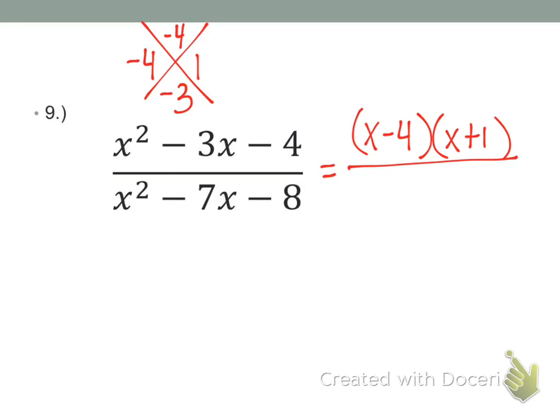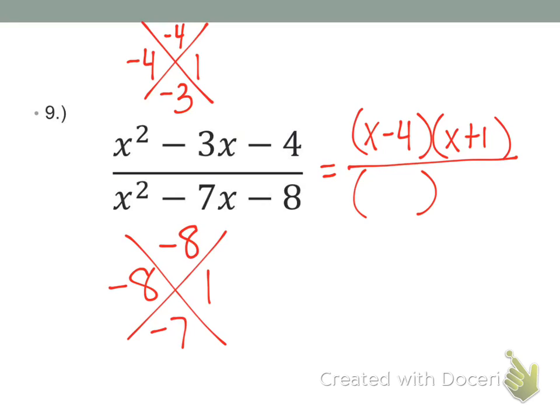Good. Then we go down to our denominator. We do our x method again. What goes in the top of my x? The bottom. What fills in my sides? Negative 8 and 1. So when I go to fill in my factored parentheses, what do I have?